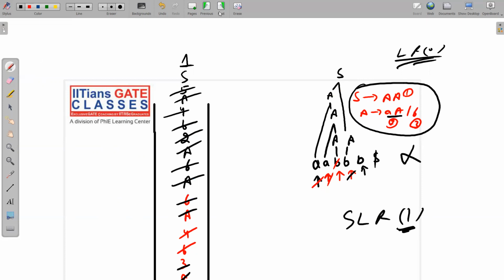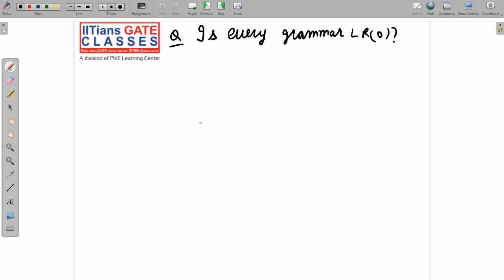Okay, so now I'm jumping to the next slide. Now the next question is: is every grammar LR0? That is again a very important and very beautiful question. Is every grammar LR0? Let me show you one thing. Actually, no, it is not the case. Every grammar is not LR0.